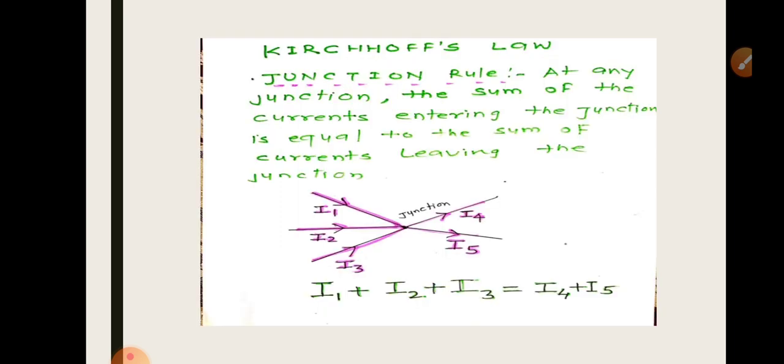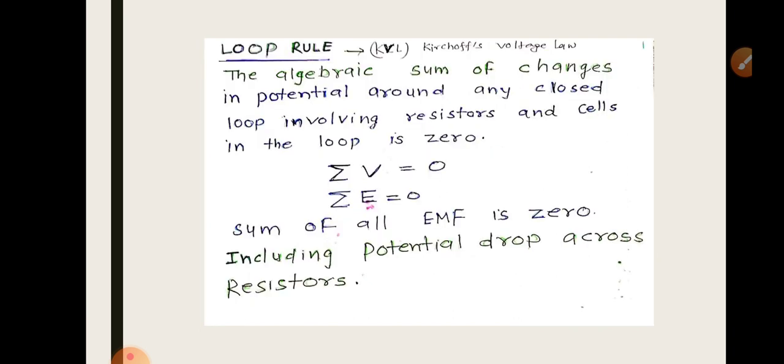We know Kirchhoff's junction law: the sum of all the currents moving towards the junction is equal to the sum of all the currents leaving the junction. Then in any closed loop, the summation of all EMF including potential drop across resistance is equal to 0. And the sign convention is that in the direction of current, the product of current and resistance will be negative, and opposite to the direction of current it will be positive.